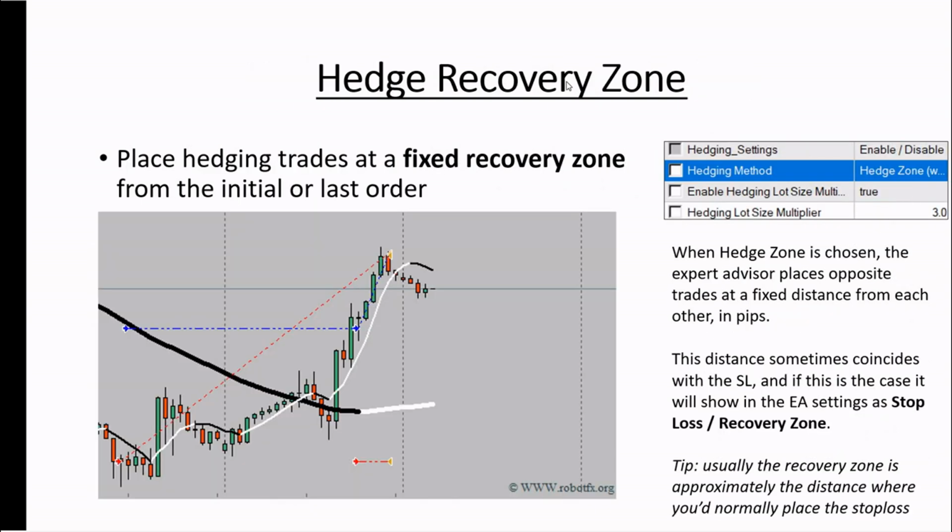Now there is the possibility to hedge a recovery zone, which is the recovery zone setting in the Expert Advisor settings. It was set to 50 pips if I remember well. Same use as a stop loss, which basically means that the Expert Advisor will place a pending order at a fixed distance, 50 pips from the initial order.